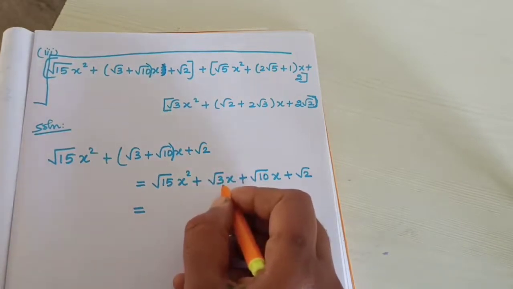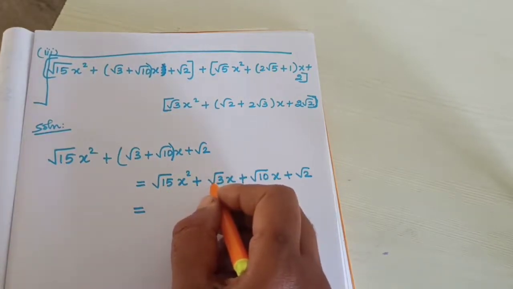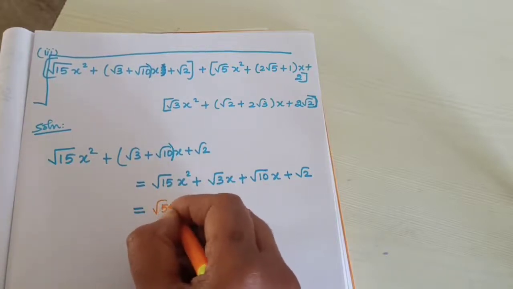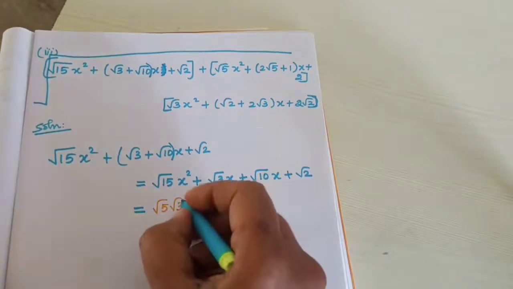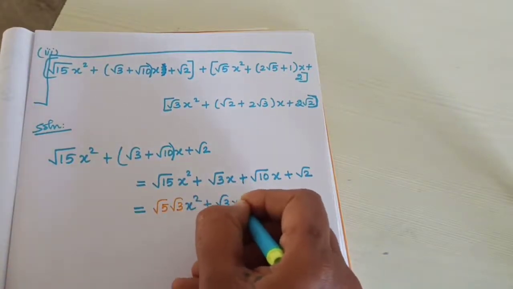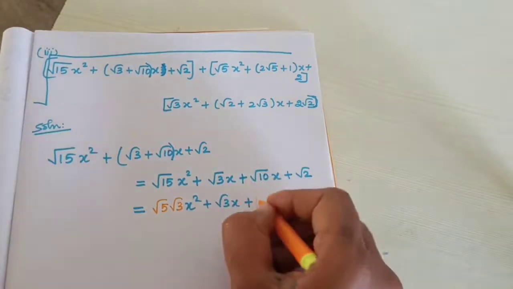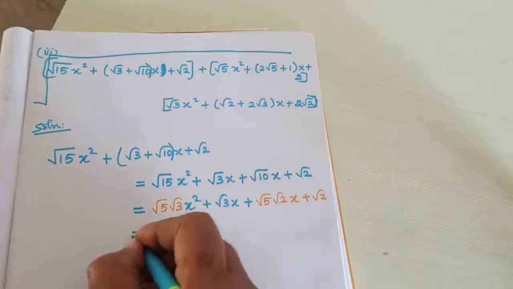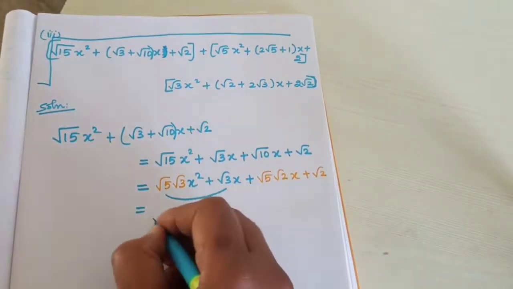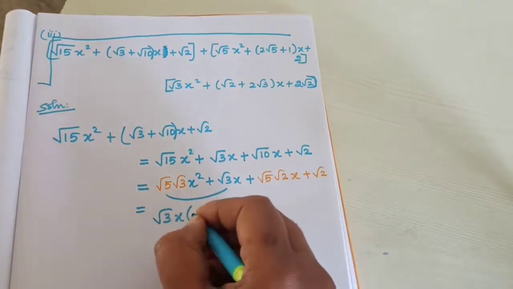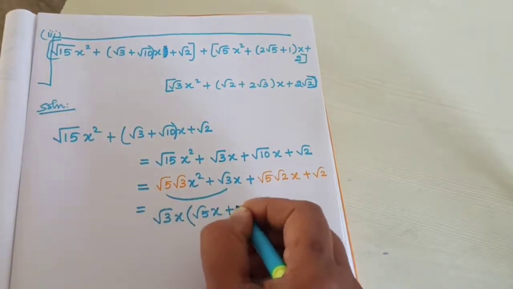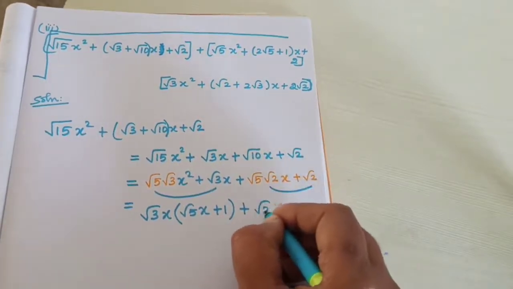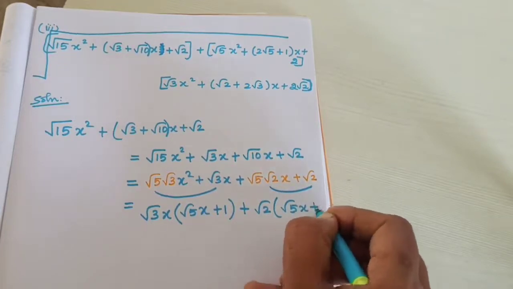See the first two terms, root 15 and root 3. Both will be divisible by, that means third table it will come, no. So we can split this as root 15, I am splitting as root 5 into root 3. Then x square plus root 3x plus root 10, how can we split? Root 5 into root 2, x plus root 2. So first two terms, what are the common terms? Root 3x. After taking common, root 5, 1x will be there plus 1. Plus, here also root 2 is common, correct? So root 2 is common, root 5x plus 1.